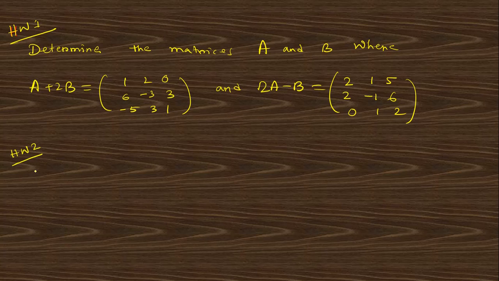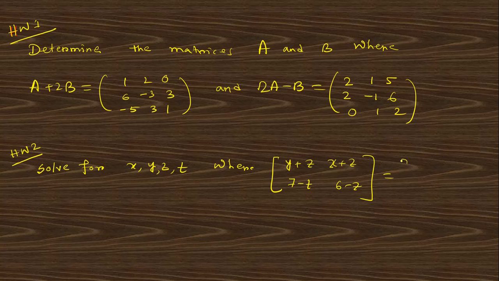Homework 2. Solve for x y z t where y plus z, x plus z, 7 minus t, 6 minus z is equals to 9 minus t, 8 minus t, x plus y, x plus y. Okay, just compare the elements. You can solve this. You must solve this question and comment in the comment box.